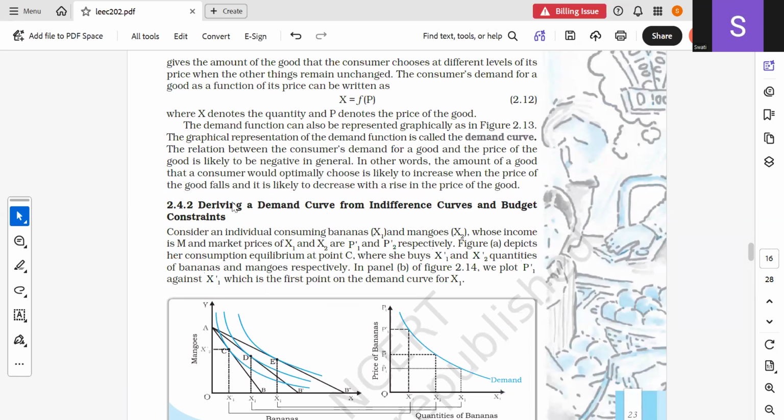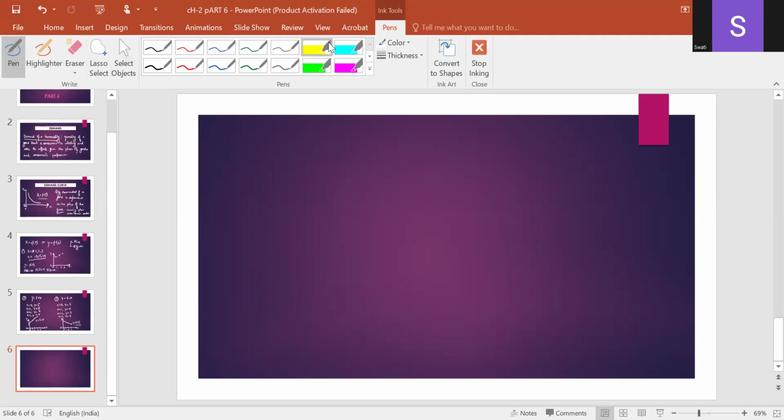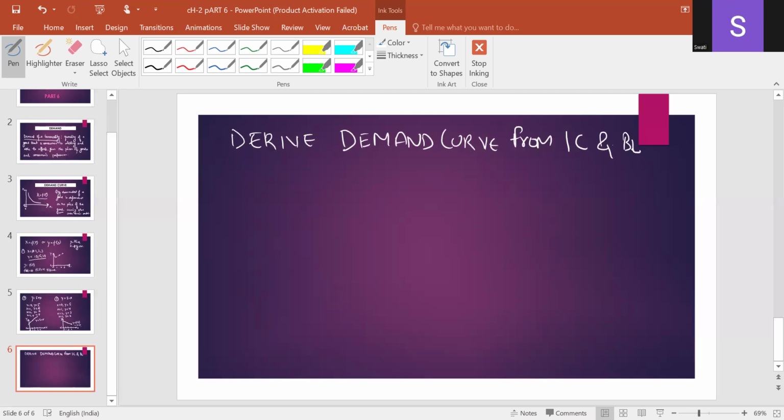Now we can also derive the demand curve from the indifference curves. Derive the demand curve from the indifference curve and budget line. All right, X and then Y. Let's say we have this budget line. So how can we derive the demand curve?